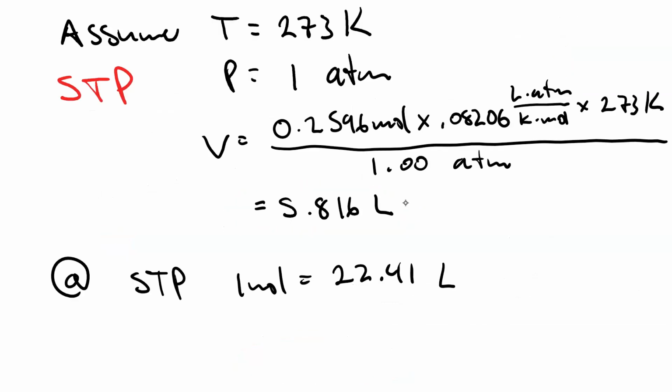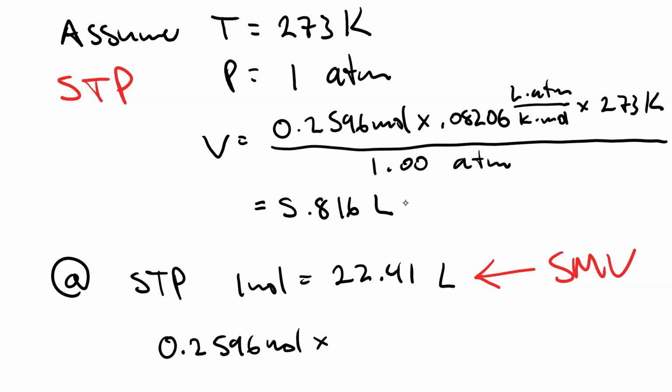It's worth mentioning that at standard temperature and pressure, 1 mole of gas has a volume of 22.41 liters. This is called the standard molar volume. You can use this as a conversion factor. If we take our number of moles of gas, 0.2596 moles, and we multiply it by 22.41 liters in 1 mole, moles cancel, and we get an answer that's very similar to what we had before, 5.817 liters.